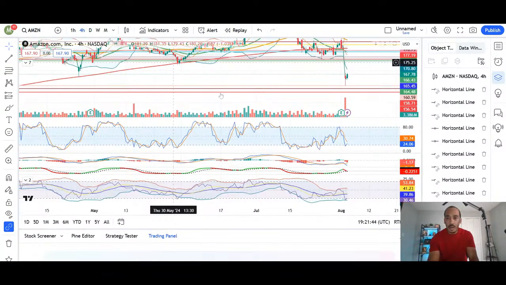Let's look at the 4-hour chart. Okay, the 4-hour chart is looking good too. On the 4-hour chart, it's not necessarily giving me confirmation, but I do like what I see.